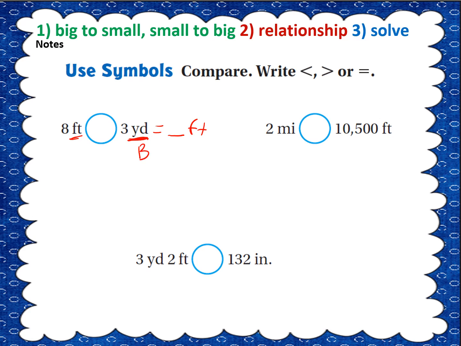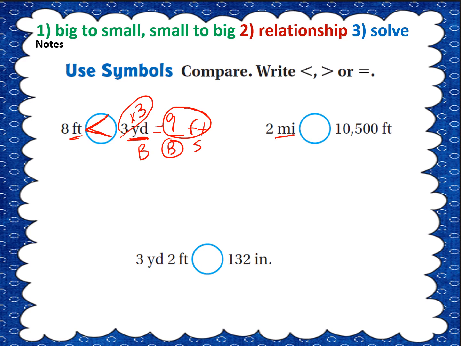Well, yards are big, feet are small. I'm looking for a big number. How many feet are in 1 yard? The answer is 3. So 3 times 3 is 9 feet. So 8 feet is less than 9 feet.